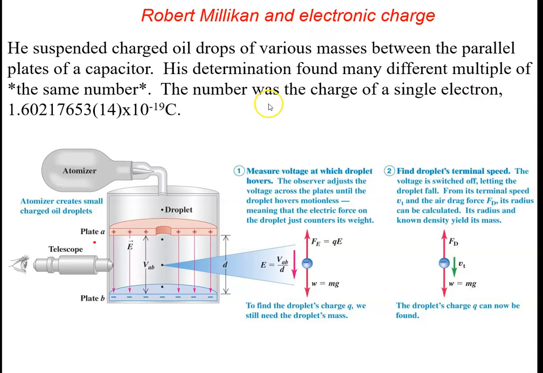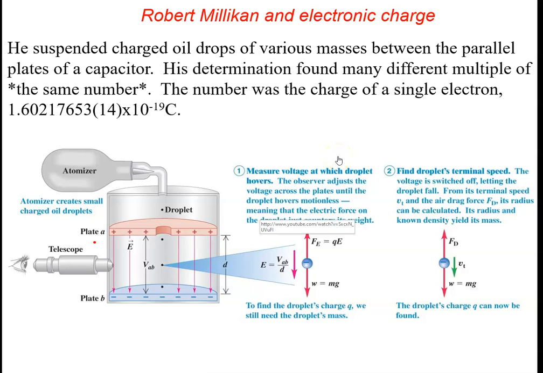He found that the charges of these charged up droplets of oil were always multiples of this number. And that's where we got our measurement for the elementary charged particle: 1.6 times 10 to the minus 19 coulombs. Positive for a proton, negative for an electron.